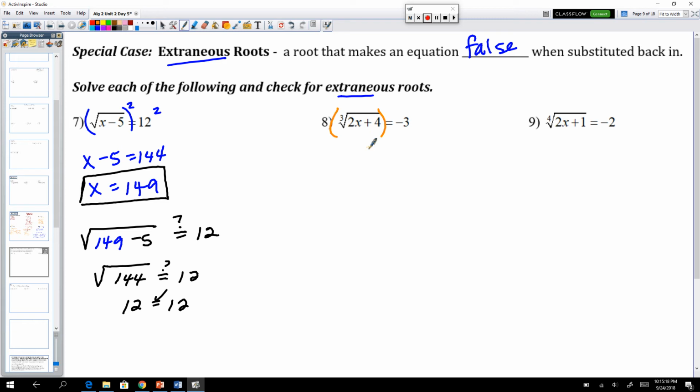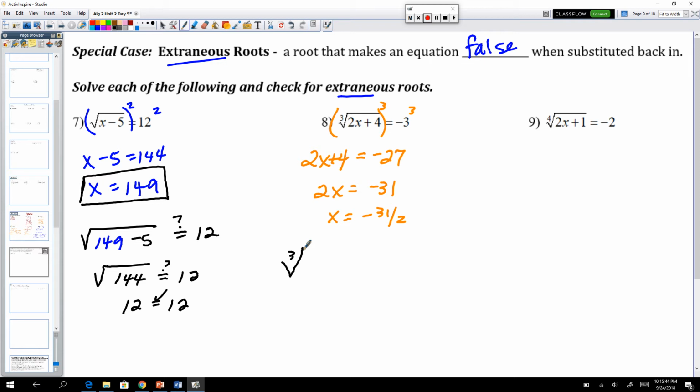In order to counteract the cube root, we need to raise to the 3rd power. Whatever you do to the left, you have to do to the right. 2x plus 4 is now equal to negative 27. 2x equals negative 31. X equals negative 31 halves. So right now, this is our answer, negative 31 halves. We'll need to check this by plugging it back into the original.